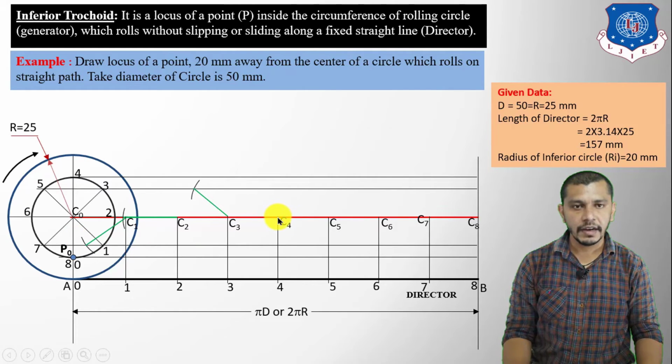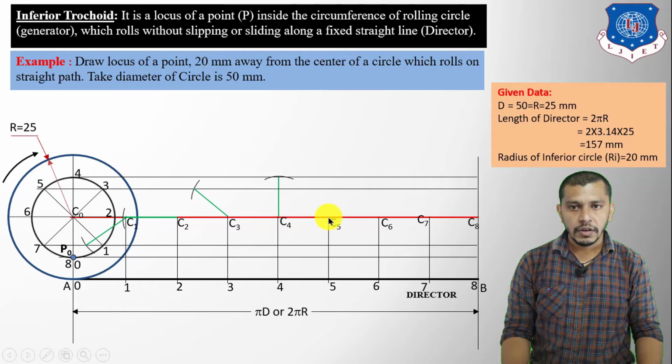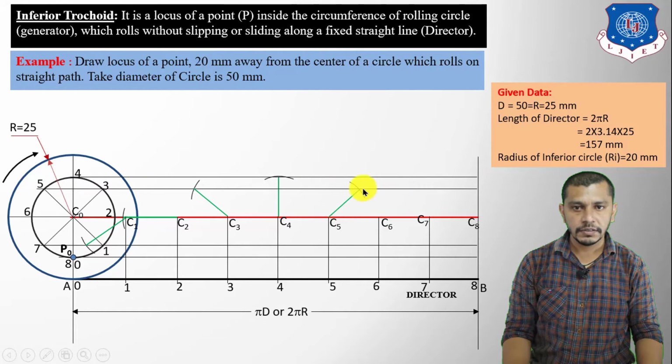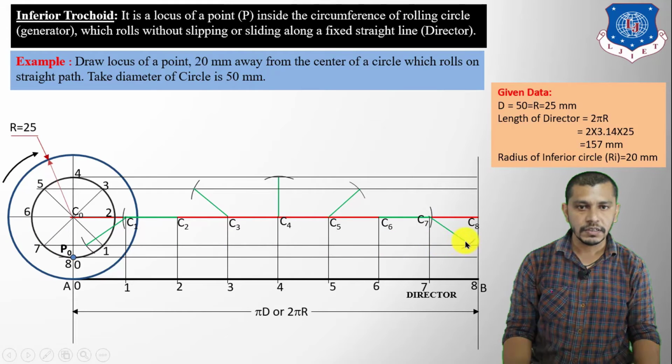Now take center at C4 and give an arc on the line passing from the fourth division of the circle. Take C5 as the center, give an arc on the line passing from the fifth division of the circle. Take center at C6, give an arc on the line passing from the sixth division of the circle. Take center at C7 and give an arc on the line passing from the seventh division of the circle. And from C8 we will get the point exactly over here.